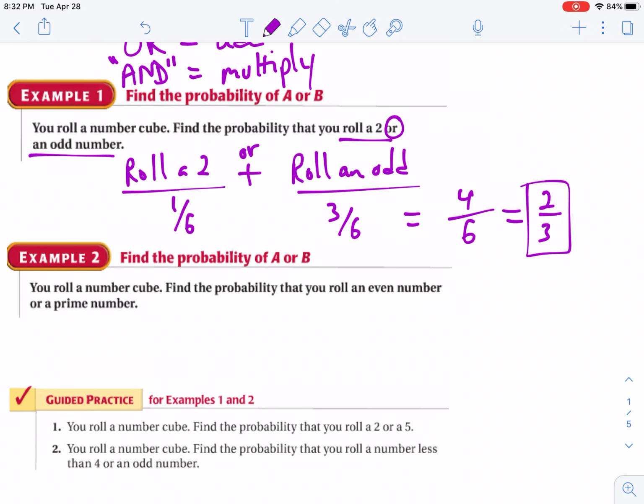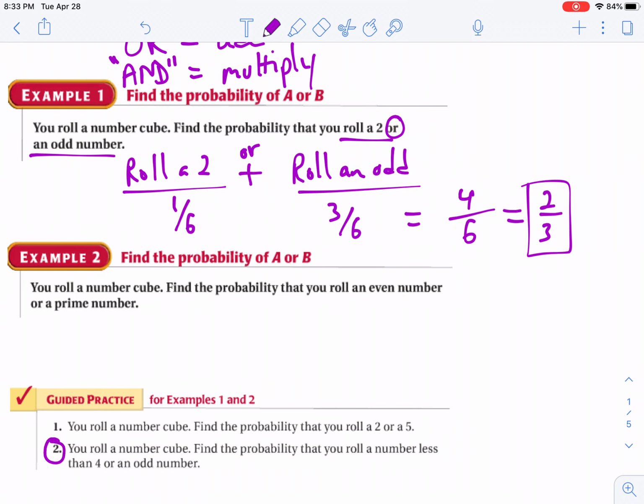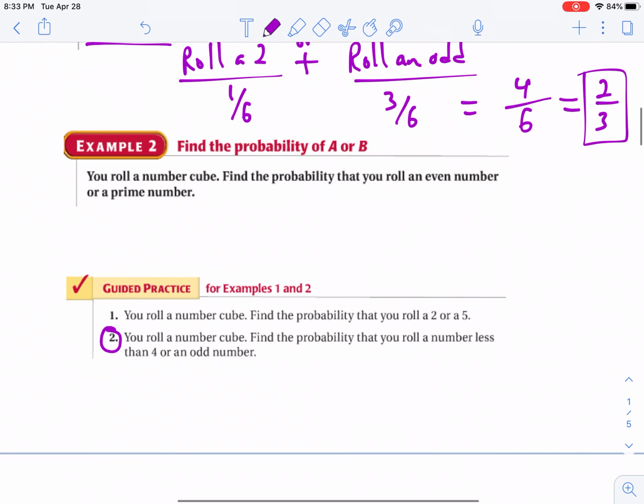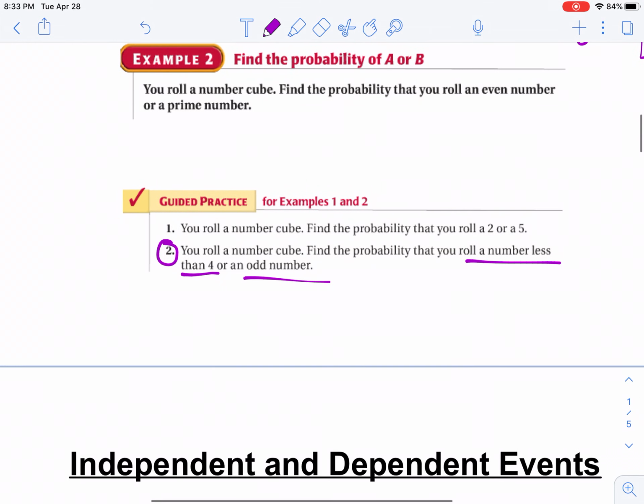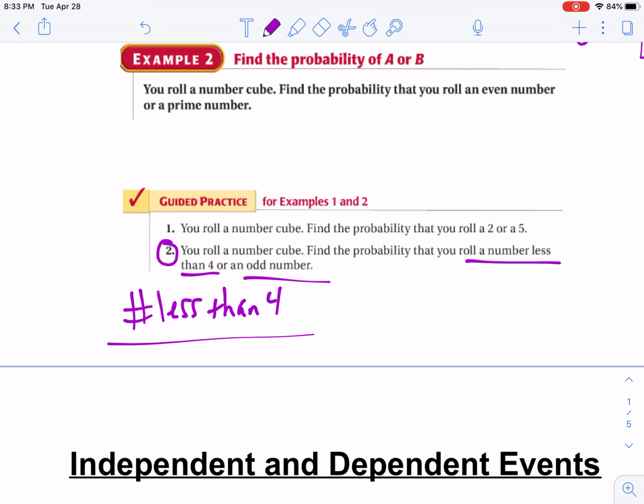Like down here, ready? Let's do this one down here, number 2. You could do the ones we skipped. You roll a number cube. Find the probability that you roll a number less than 4 or an odd. Okay? So the numbers less than 4 are the numbers 1, 2, and 3, right? So that's 3 numbers out of 6. So the probability of getting a number less than 4 is 3 out of 6.